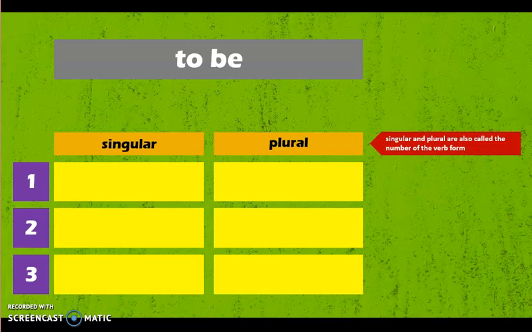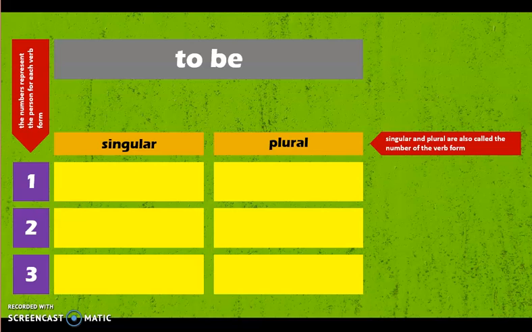All right. I have my singular and plural. That's the number. We call it number. It just means is the verb form singular or plural. And then I have my 1, 2, 3. These are my persons. So it means, am I talking about first person, second person, or third person?